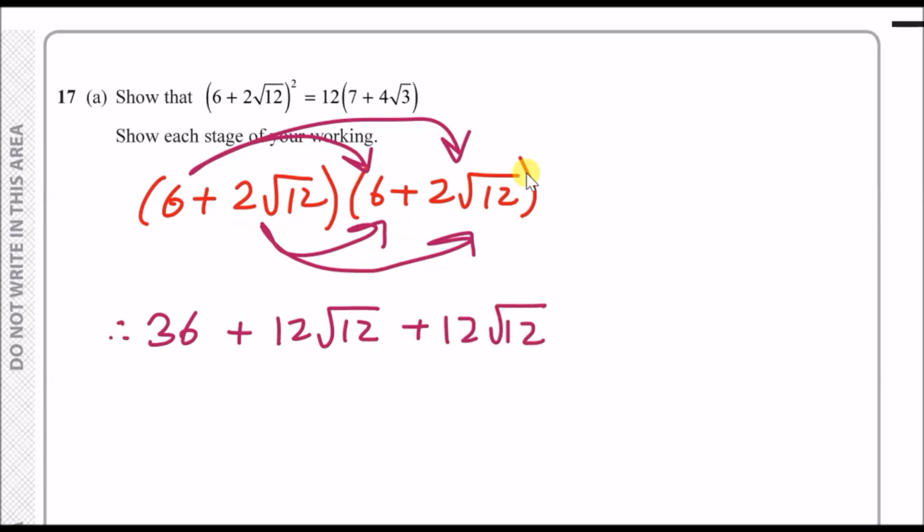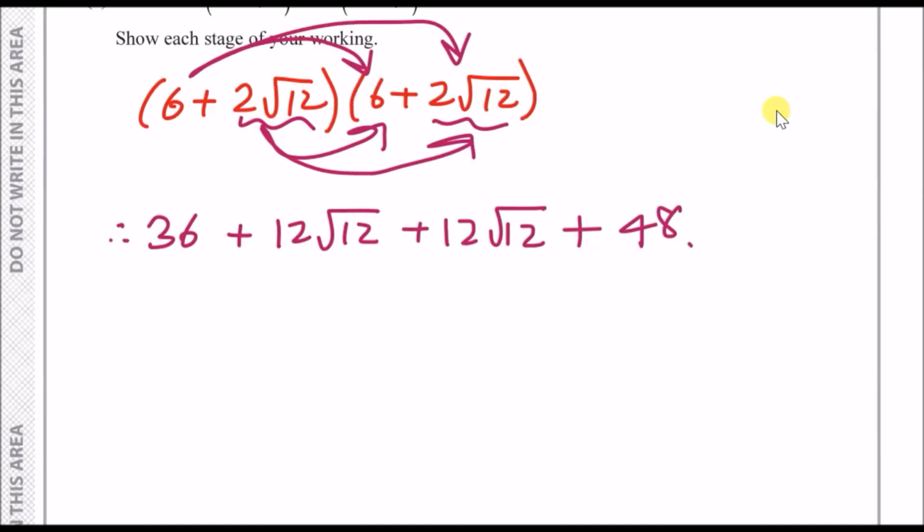And then we've got this term times this term. Again, you times whole of whole, surd of surd. So you're going to get plus 4 root, well, 12 times 12 is 144. And the square root of 144 is, well, 12. So essentially, this is 4 times 12, which is 48. So plus 48. Now, next step.